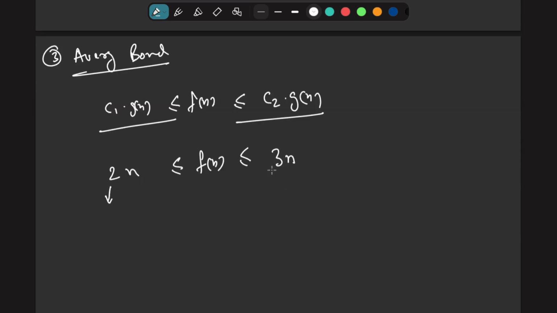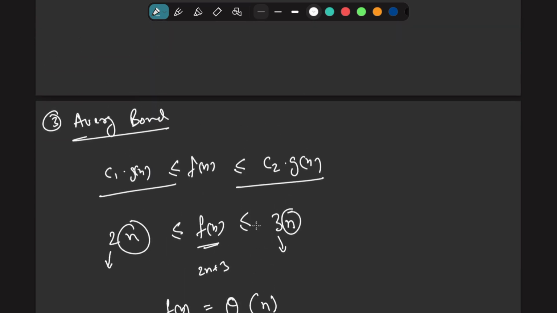So our c1 will be 2, c2 will be 3, and f of n is 2n plus 3. So we can write f of n, here g of n is n, so f of n is theta of n. This theta represents tight bounds.